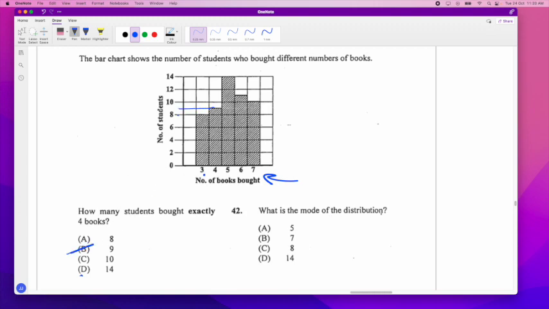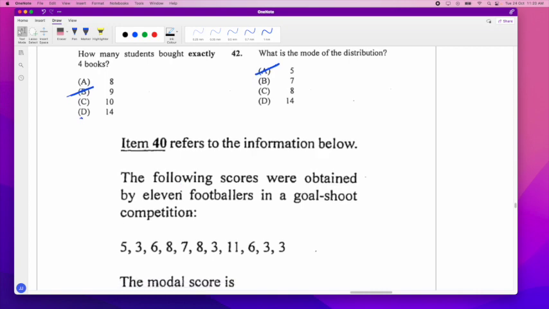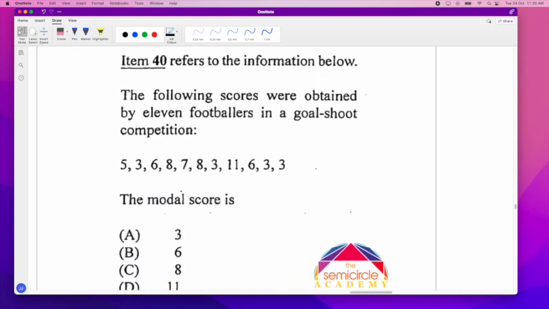Now, what is the mode of the distribution? The mode of the distribution is the one that's most popular, being the most amount of people. And we can see 14 people had 5 books. So the answer is 5 books. 5 books has the most amount of people.